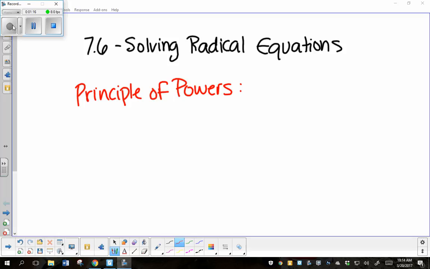So, the principle of powers is what we're going to use to solve radical equations. Basically, we're going to start solving equations where x is inside the radical. We're going to solve for x, so we have to know how to get it out of the radical. Here's what you need to know about that. If something equals something, like a equals b, you can raise both sides to the same power, and that's an okay thing to do.